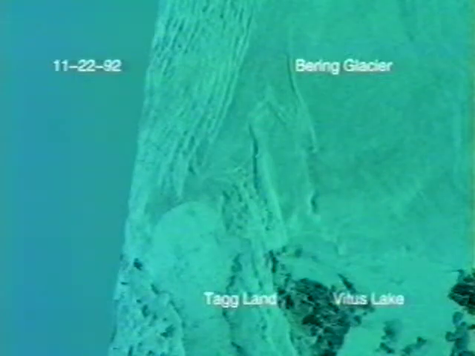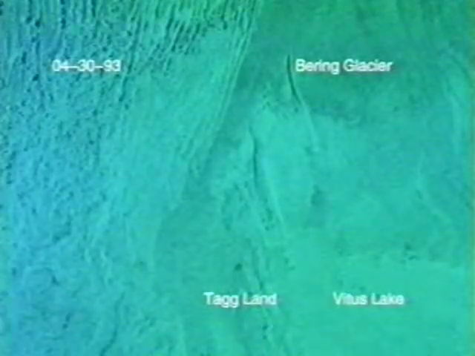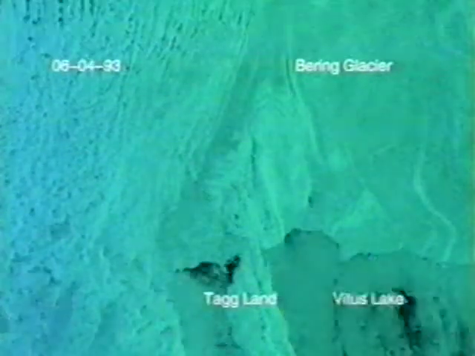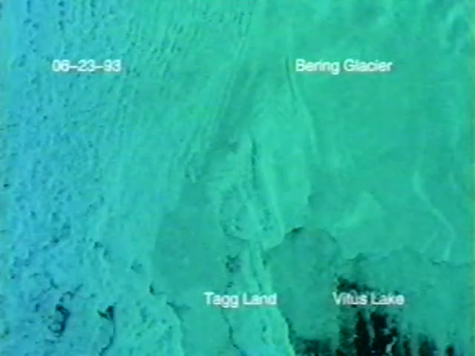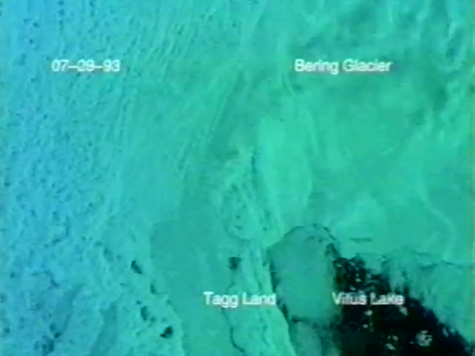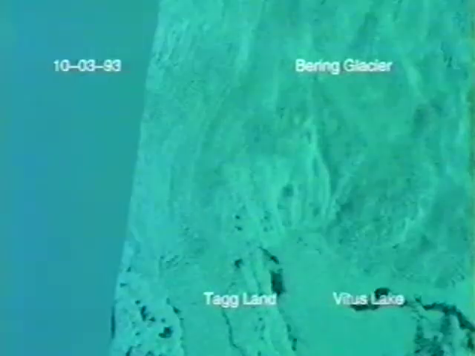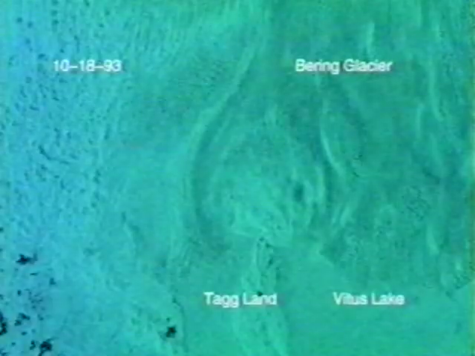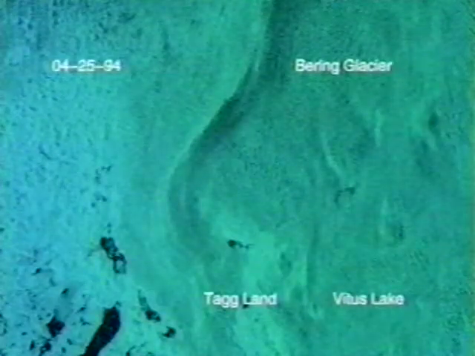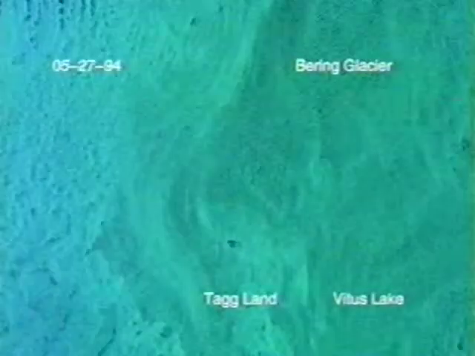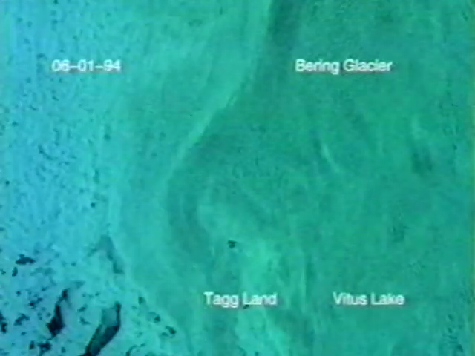In the first high-resolution sequence, the enlarged images are displayed at equal time intervals. The terminus of the glacier, Vitus Lake, and Tagland can be easily identified. This region of the glacier shows relatively little motion until the arrival of the surge front, which appears in the right center in mid-September. In subsequent images, the flow of the glacier over the surface features is clearly visible.